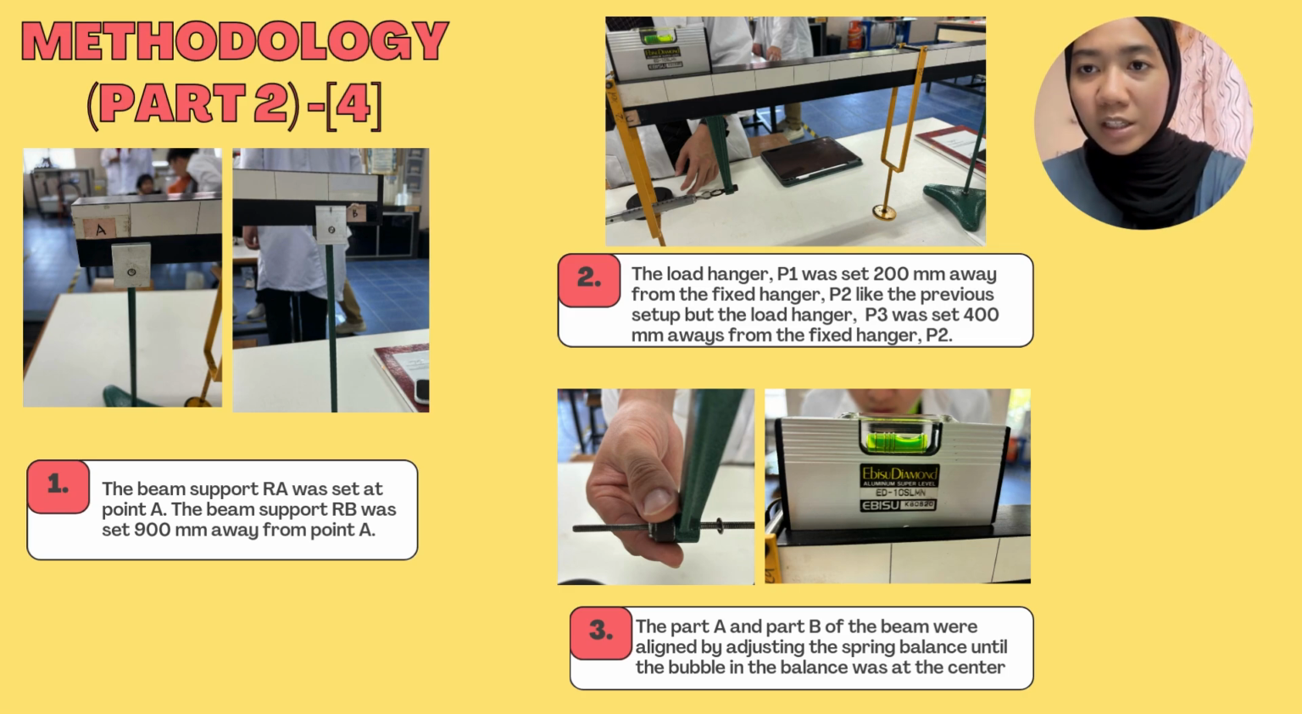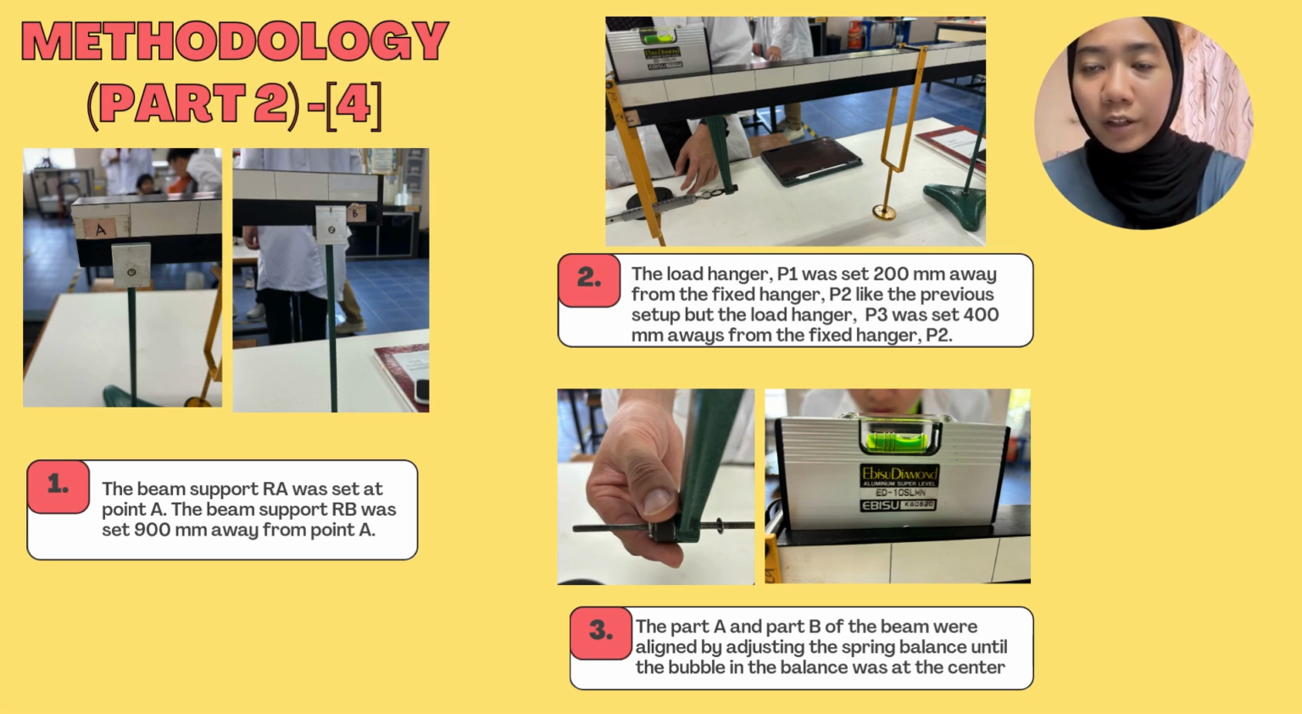Then, we adjusted the position of the load hangers. Load hanger P1 was set to 100 mm from the fixed hanger P2, just like in the earlier configuration. However, load hanger P3 was moved to 400 mm away from the fixed hanger P2. This change was made to observe its effect on the beam's balance and resulting moment.